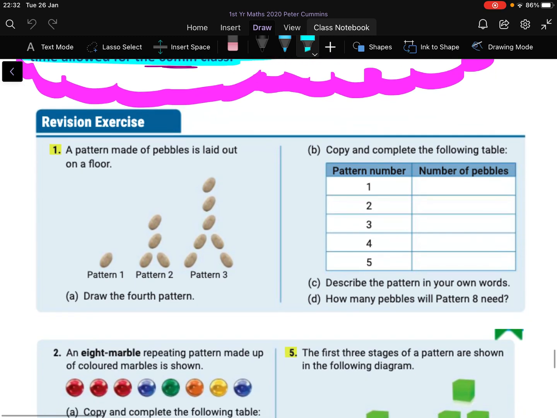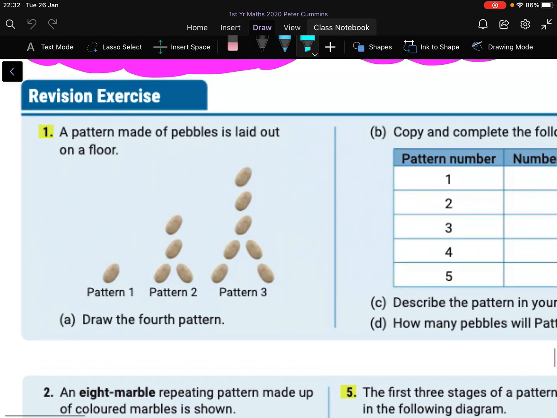Okay, let's have a quick look. Question 1 is this one here, and you have patterns. You go from 1 pebble, to pattern 2 which has 4 pebbles, and pattern 3 has 7 pebbles. You're adding plus 3 here, and plus 3 here, so you're going to add another plus 3 to get the 4th pattern. So P4 is going to have another 3 pebbles.